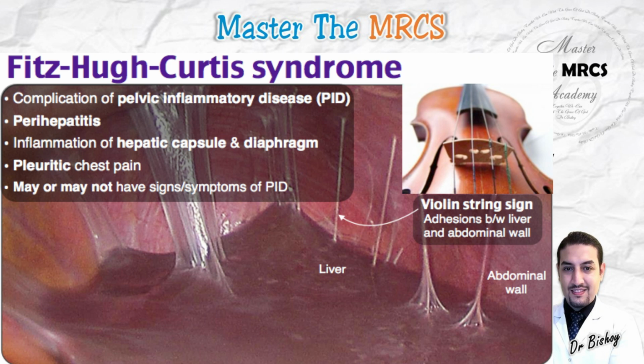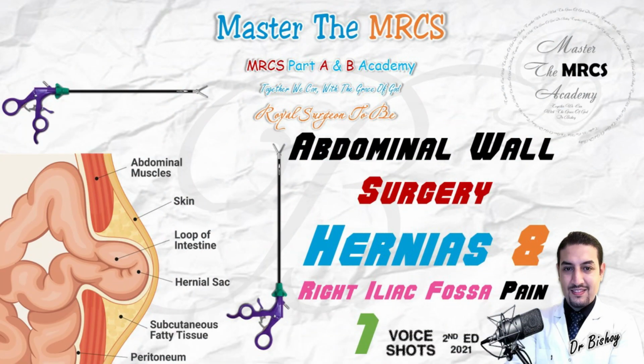He must have been playing violin for his beloved female while she was having a Fitz-Hugh-Curtis syndrome, and he opened her abdomen and found the violin with her liver. Aren't surgeons romantic? You should marry a surgeon because they are romantic. They are funny. They are naming the signs like coffee bean, violin string. Even when she is in pain, he is naming her a violin string sign.